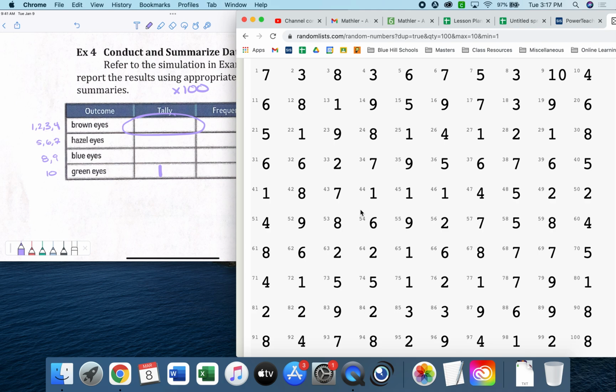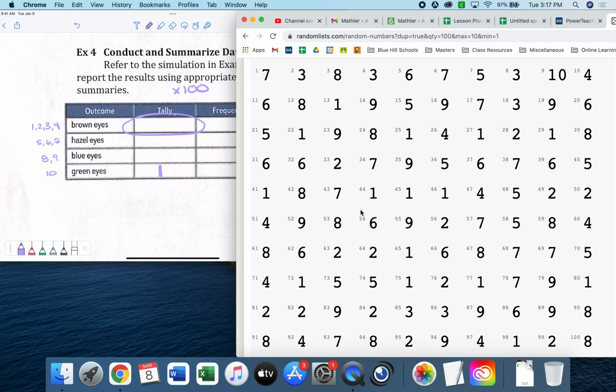2, 3, 4, 5, 6, 7, 8, 9, 10, 11, 12, 13, 14, 15, 16, 17, 18, 19, 20, 21, 22, 23, 24, 25.